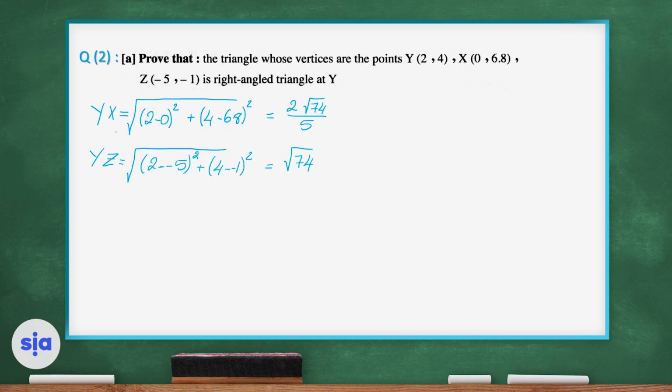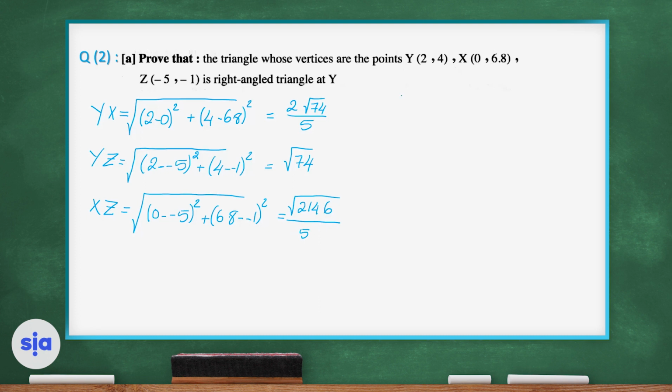In the same way again, we find the length of XZ: square root of (0 minus negative 5) all squared plus (6.8 minus negative 1) all squared. Then the length of XZ equals the square root of 2146 over 5.